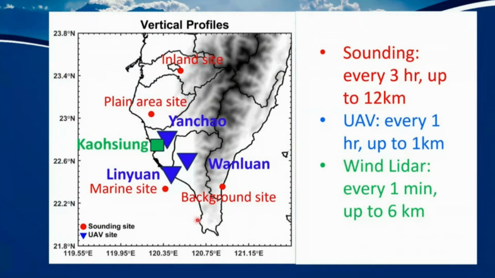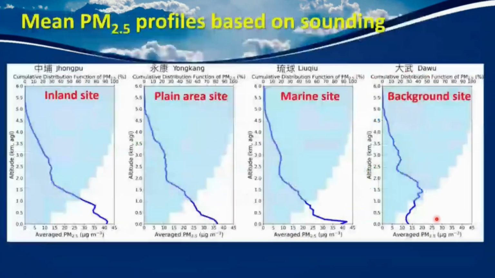Our measurement strategy is we have a sounding every 3 hours, and we can measure the sounding profile up to 12 kilometers high. But the UAV we launch every 1 hour, and we can measure only up to 1 kilometer high. Combining the sounding and the UAV, we can capture quite well the vertical distribution, including the regional to local circulation. The wind LiDAR has very high resolution, 1 minute resolution, and gives us the vertical profile up to 6 kilometers high.